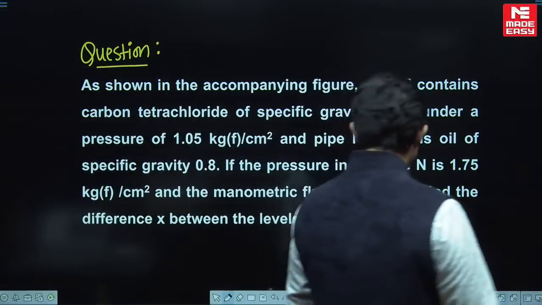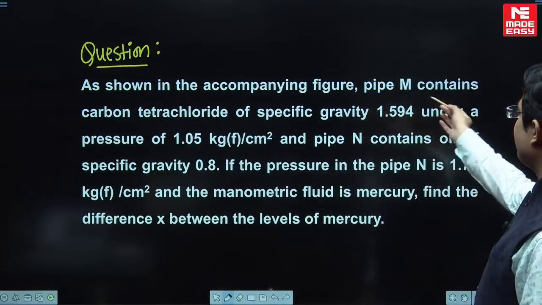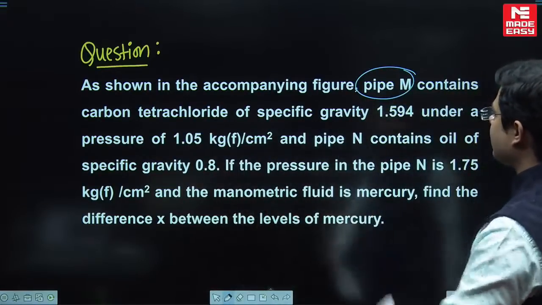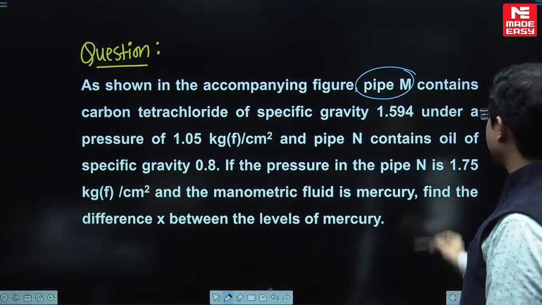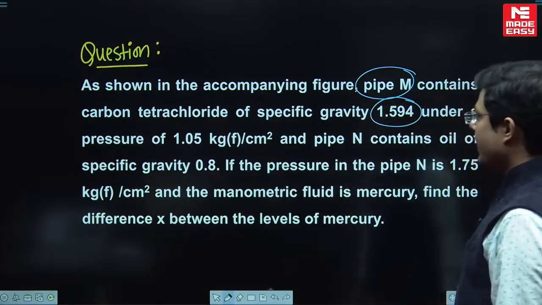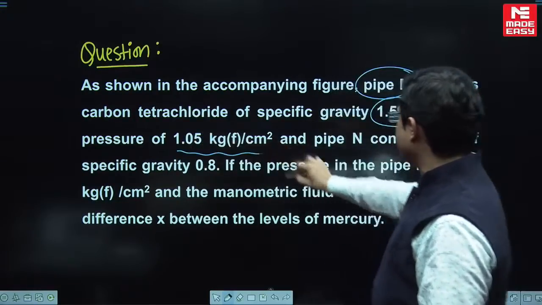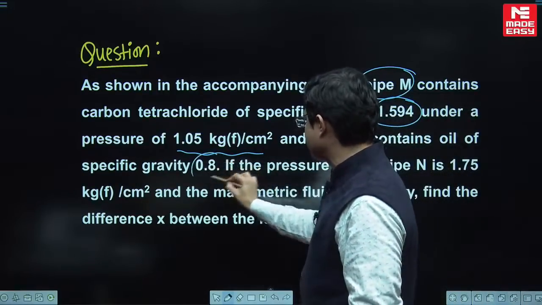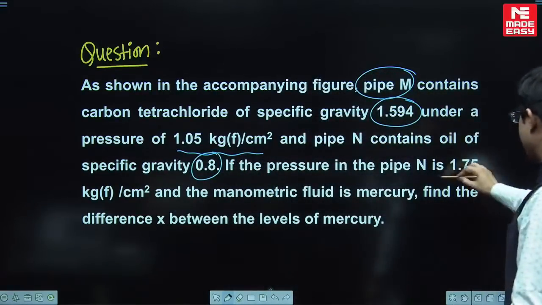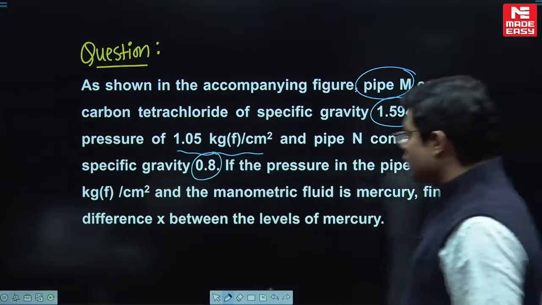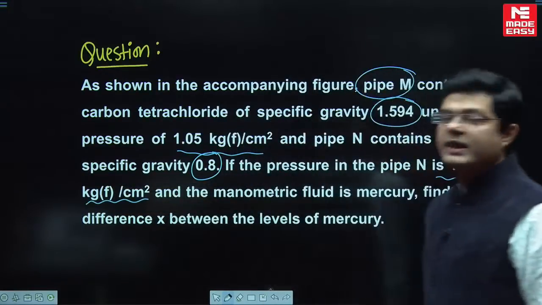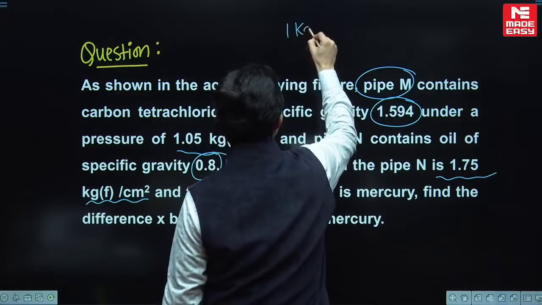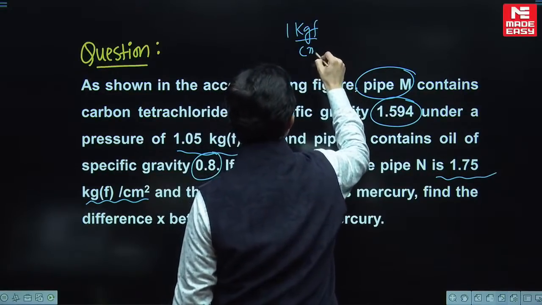Very good. As shown in the figure, the pipe M contains carbon tetrachloride of a given specific gravity under a pressure. The pressure is also given, and there is a pipe N which contains an oil of specific gravity 0.8 having a given pressure. Just look at the units, kgf per centimeter square. I hope you guys know how to convert. So 1 kgf per centimeter square.